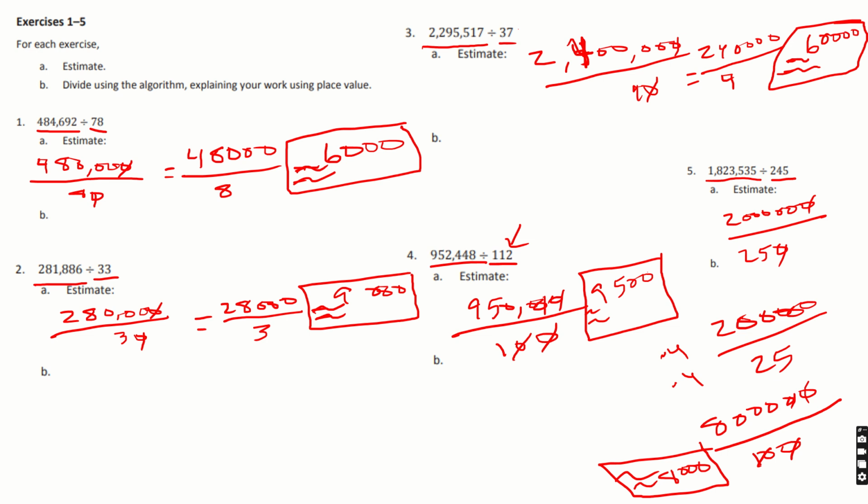So 484,692 divided by 78 is exactly, and there's the equal sign, not the squiggly sign, exactly 6,214. This next one here is 281,886 divided by 33. That comes out to 2,481.39 repeating. And let's take a look at what happened here.